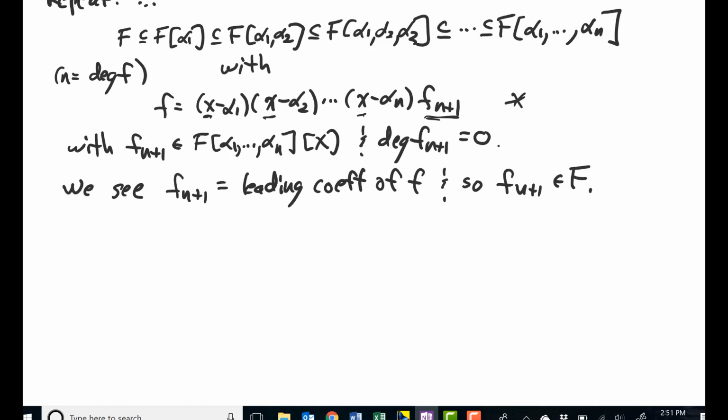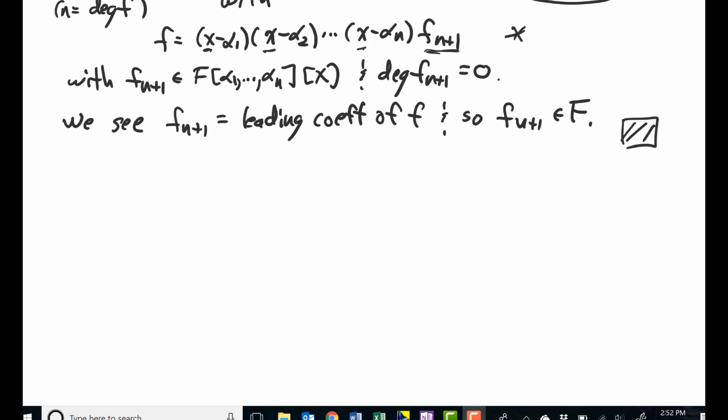And now we have split f, and by construction, this field here was the minimal field because we only attached the roots. And so we've shown the existence of a splitting field. And that's the end of the proof.